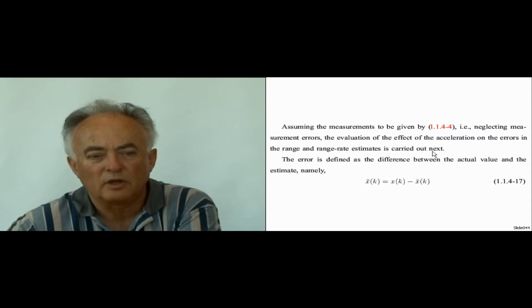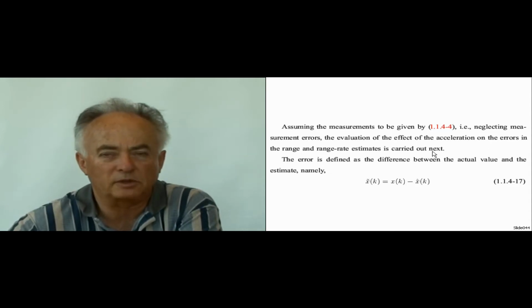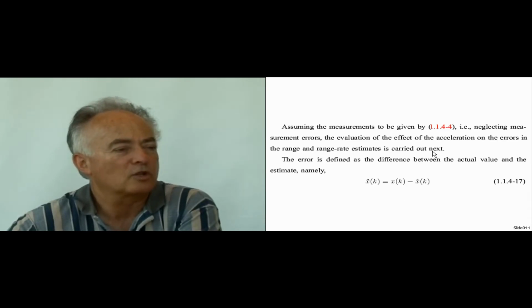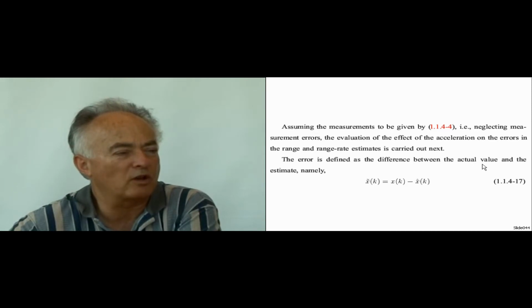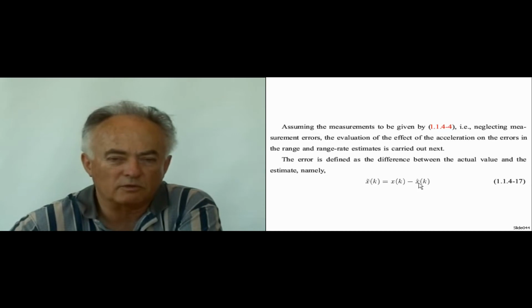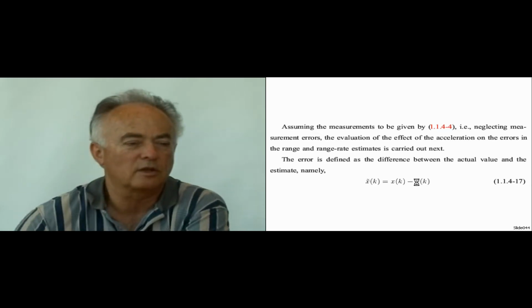motion error. And because this is a linear system, we can use superposition, which means we can take separately and evaluate the effects of those errors. So the error is defined as the difference between the actual value and the estimate. X tilde will be the common notation for error. X tilde is x minus x hat, and this comes from the fact that x tilde plus x hat equals the true value x.